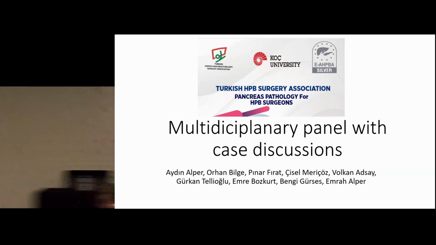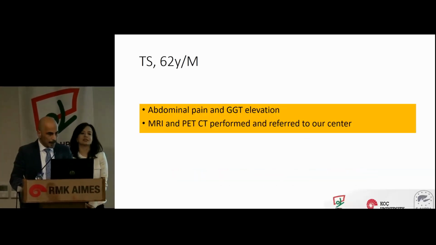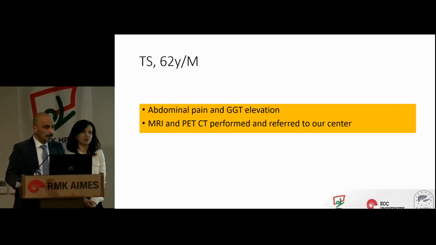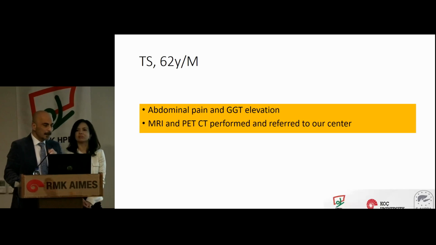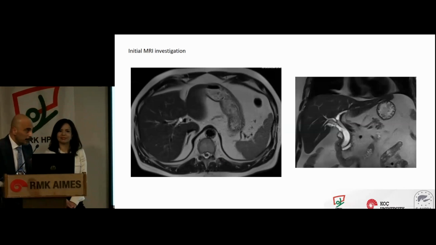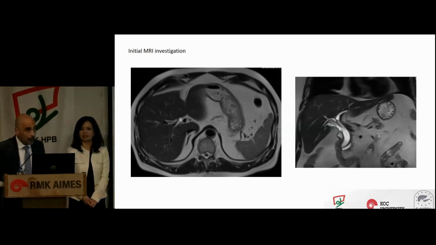Thank you, Mr. Chairman. So let's proceed with the first case. This is a 62 year old male with abdominal pain and GGT elevation, MRI performed, PET-CT performed in another center, and then referred to us. There was no pathological FDG uptake in the PET-CT. I'm leaving the radiologic images to Professor Gürses.